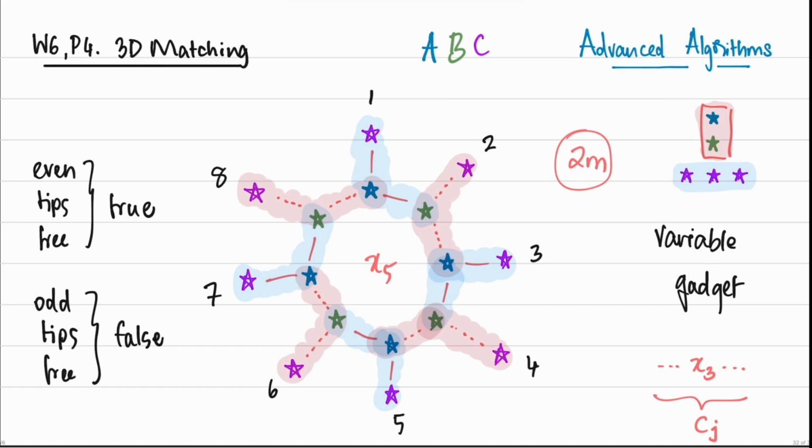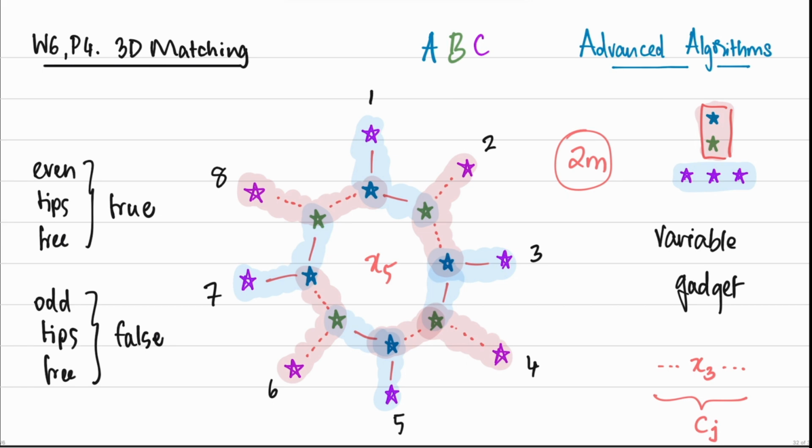If you have picked up all the blue ones, that means that you've left the even tips free. So we're going to set this variable to true. That's what we agreed on. And then if it's the other way and you picked up all the red ones, then we set the variable to false. So that was our signal. And that's the assignment that we propose. It's a valid assignment, meaning there's no ambiguity. For every variable, we know what we want to set it to. And the only thing remaining to see is that this assignment indeed satisfies all the clauses.